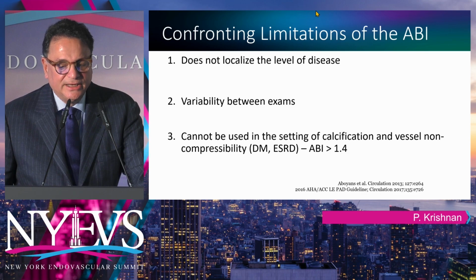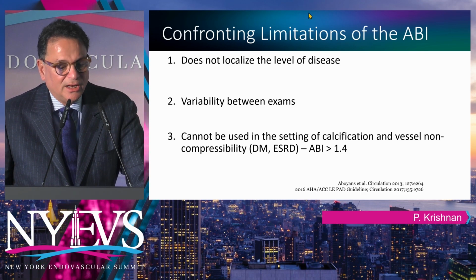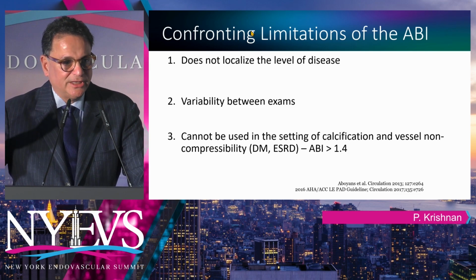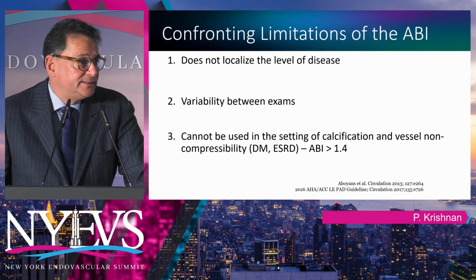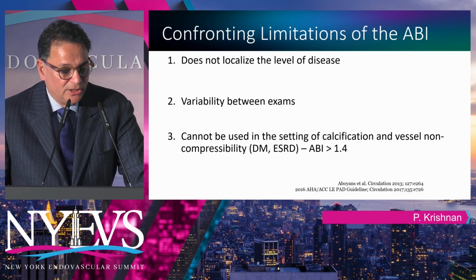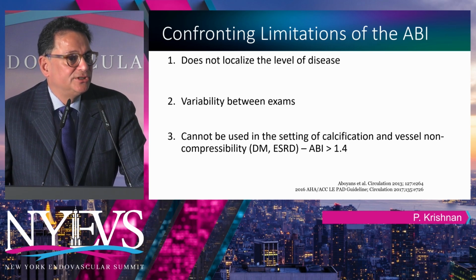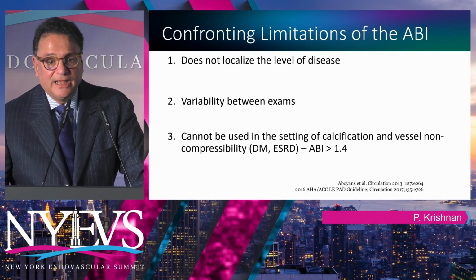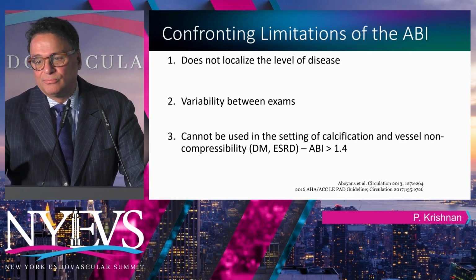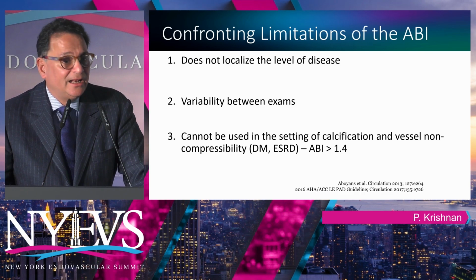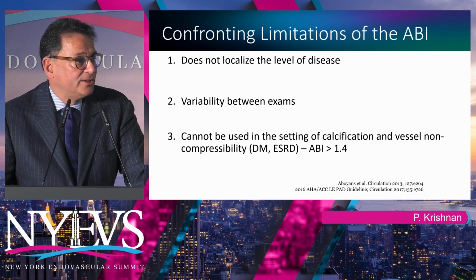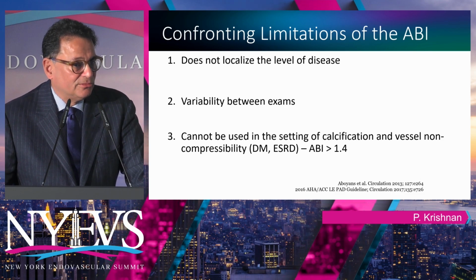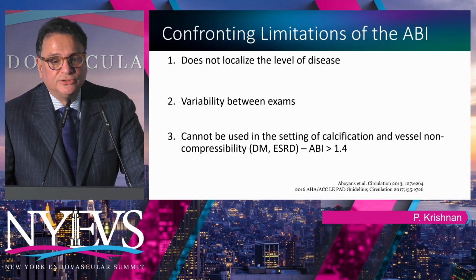So what are the limitations of the ABI? It doesn't localize the level of the disease because all you're getting is a foot pressure, right? You're not going with the segmentals. There's variability between exams. Blood pressure is higher, blood pressure is lower. And especially in calcification, as the patients you're going to see, and I see so many x-rays from all of you about calcified arteries in the tibials, you can't compress them. So therefore, you're going to get an elevated ABI. And remember, getting an ABI greater than 1.4 is non-diagnostic but suspicious for atherosclerotic disease. So in those patients, you need to do a TBI.